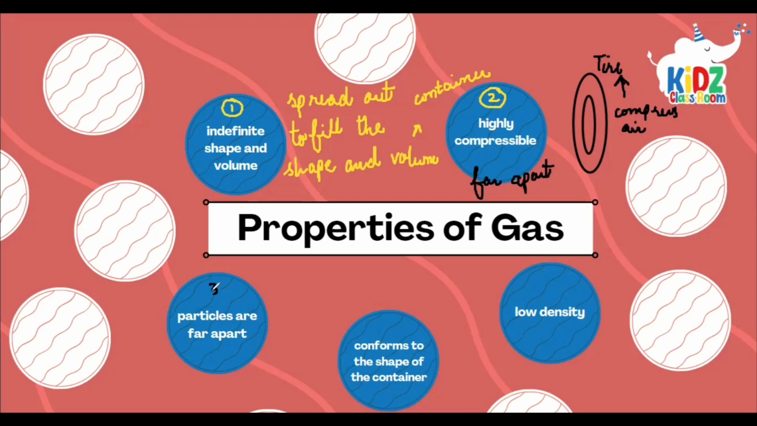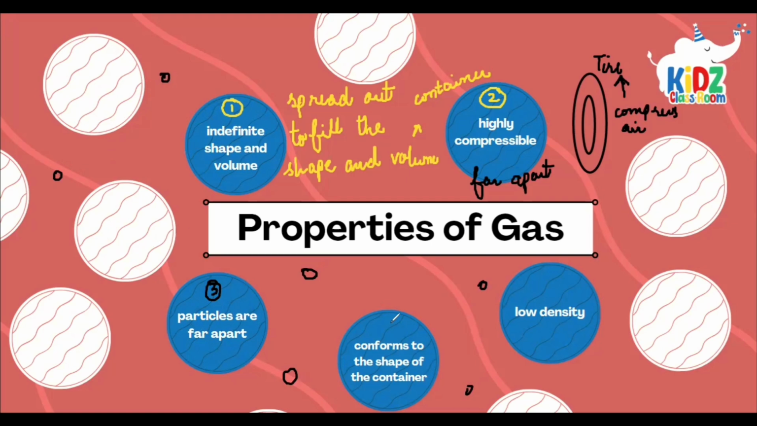Okay, so the third one is the thing we were talking about. Particles are far apart in gases. What is meant by particles are far apart? This means that in gases, particles are spread out and move freely, allowing them to expand. So here is the arrangement of particles of gases. They move like this. They're free to move. They can move everywhere, anywhere. So they're spread out and move freely, allowing them to expand.